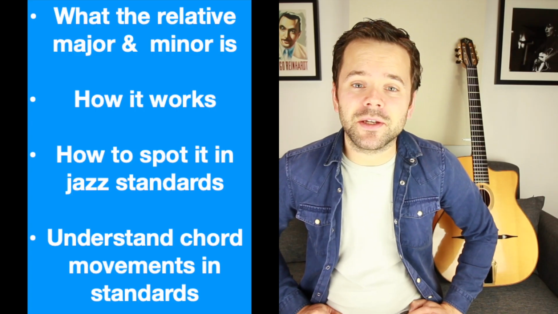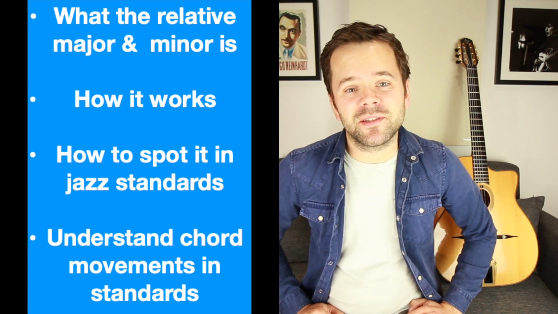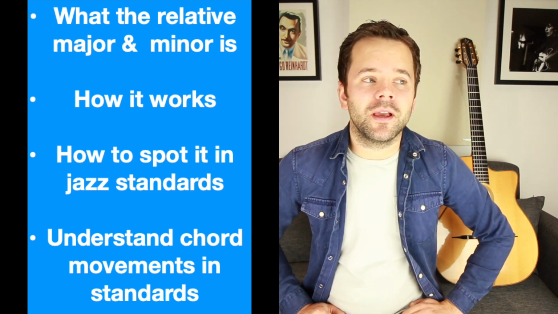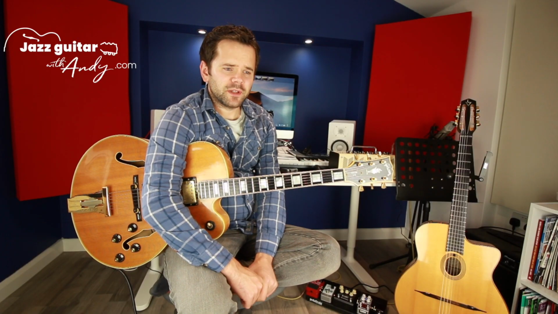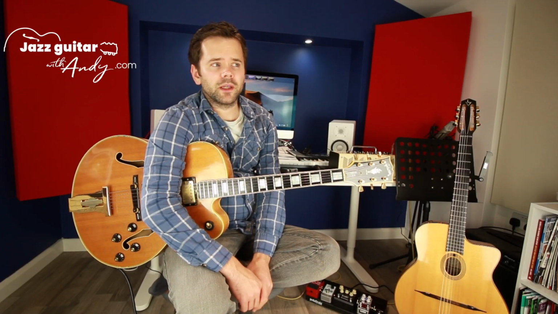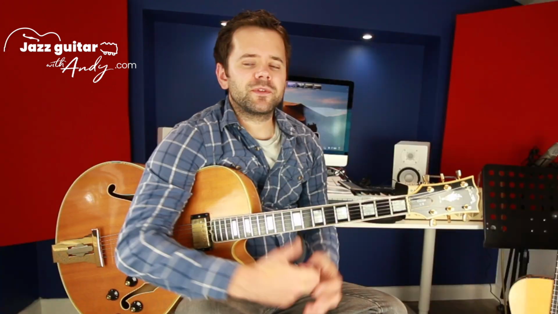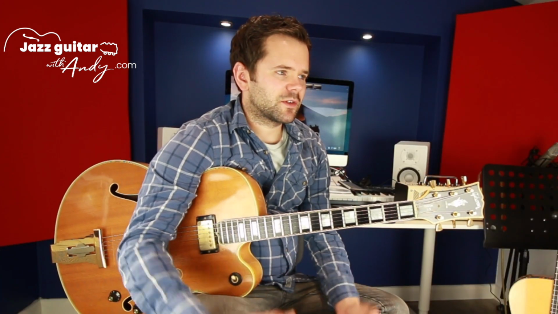In this lesson we're going to look at how this relationship works, how you can spot it in standards, and how by interpreting chord movements like this you can more easily understand what's going on in a jazz standard. And in jazz standards we will often hear movements to the relative major or minor for a change in feel within a song. And if you're going to memorise chords, if you're going to memorise songs, and you're going to play with them convincingly, it's important to understand these typical movements which are happening.